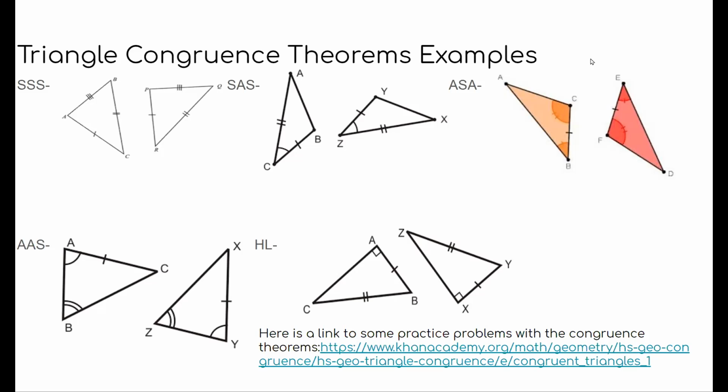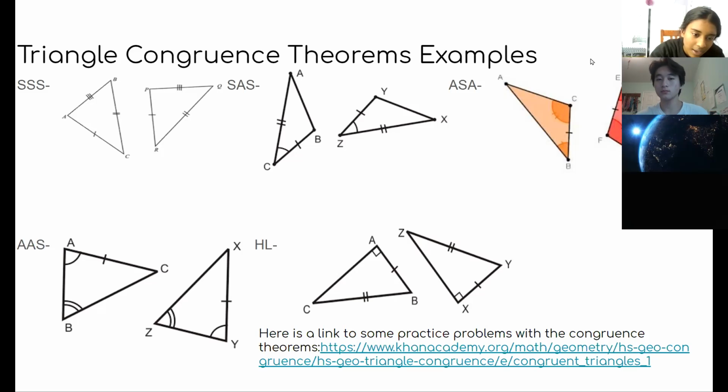They're the same triangle. And then AAS, angle angle side. There's not really any sandwiching going on here. So we're given angle A, and then this double marked angle B, and then we're also given side AC. So side AC corresponds to side XY, angle B corresponds to angle Z, and angle A corresponds to angle Y. So these triangles are also congruent.